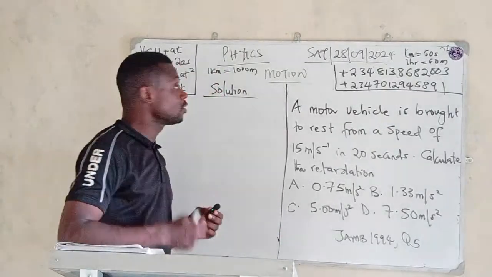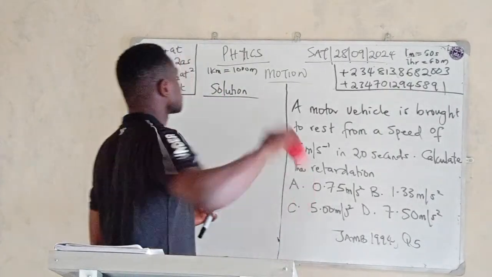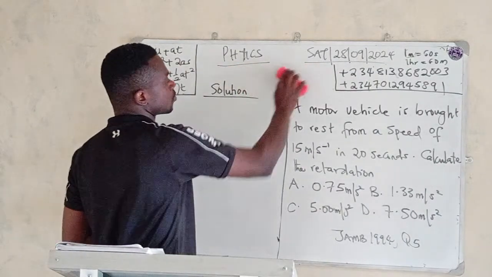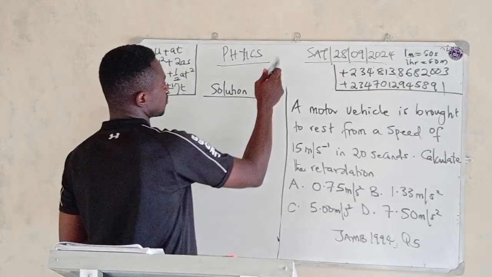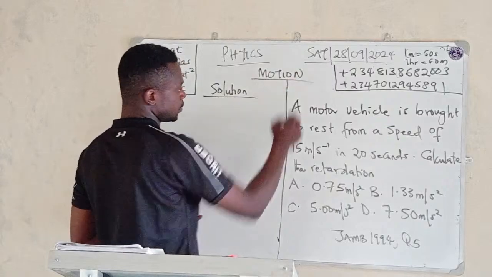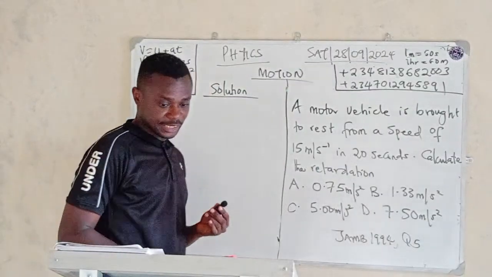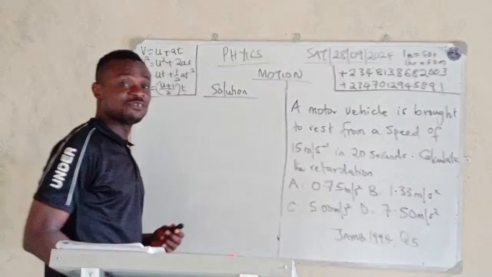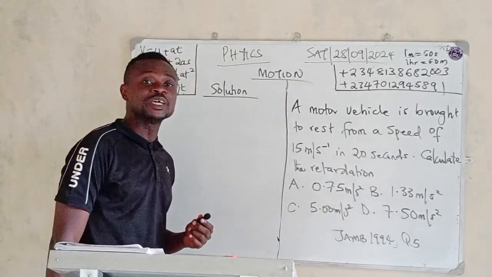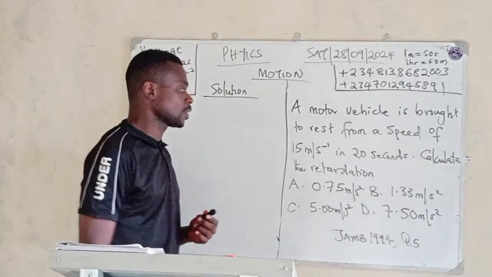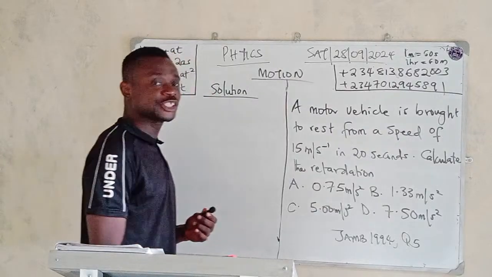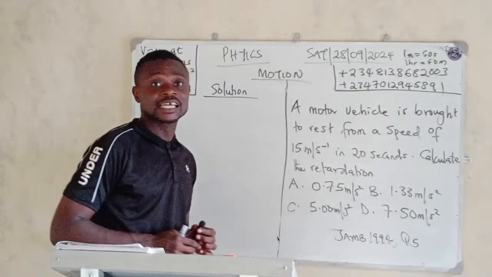All right, let's look at the question. The question says, a motor vehicle is brought to rest from a speed of 15 meters per second in 20 seconds. Calculate the retardation.